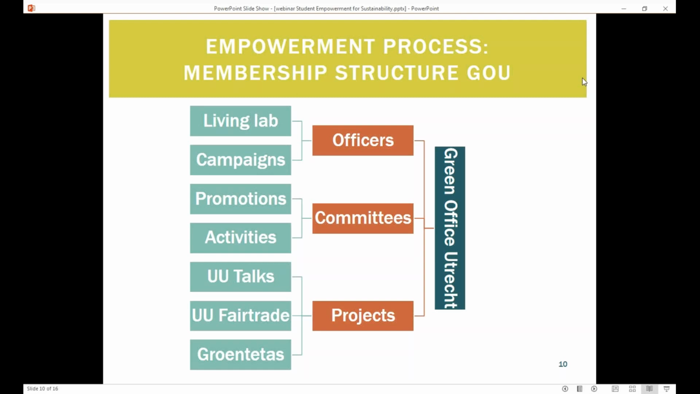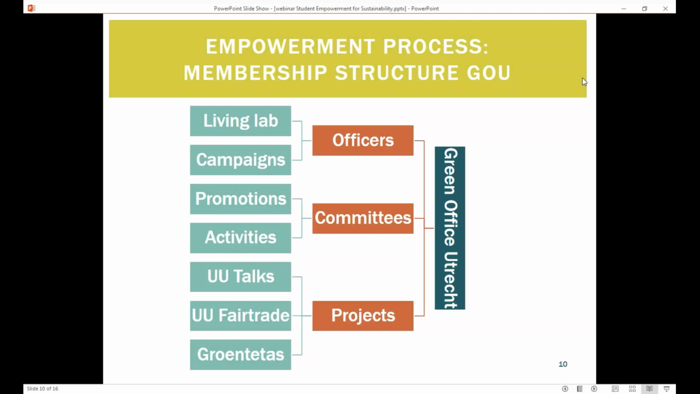And then the last form, which is very interesting, is the project groups. And they are actually operating independently from the Green Office. So in Utrecht there are three: UU Talks, UU Fair Trade, and Groentetas, and they just meet themselves, they organize their activities themselves, and the volunteer coordinator, Josep, is still supporting them where they need, but he's not deciding how they are working or what they exactly do. So it's a good way as well to make your impact. The Green Office still needs time, but you don't have to be present at every meeting or to think the whole time with them on how they're organized.